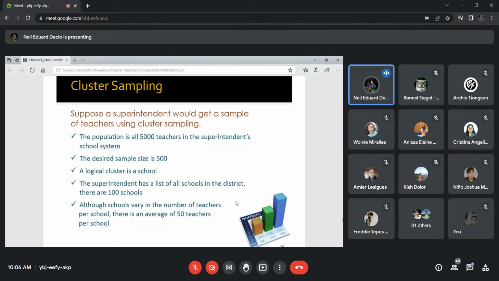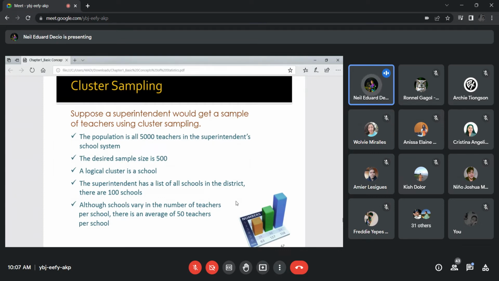Instead of just picking 500 teachers randomly from that specific district, because of the geographical problem, a district is quite wide, right? We have different schools, however many schools there are in a district. So it is difficult if we sample totally randomly. So what we do is we cluster them by school. That's what is going on here.